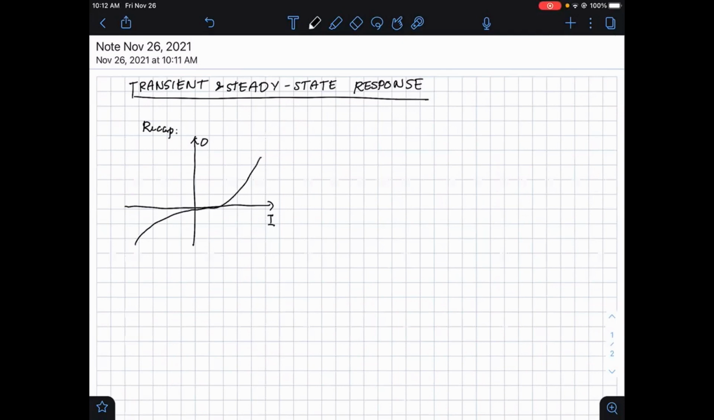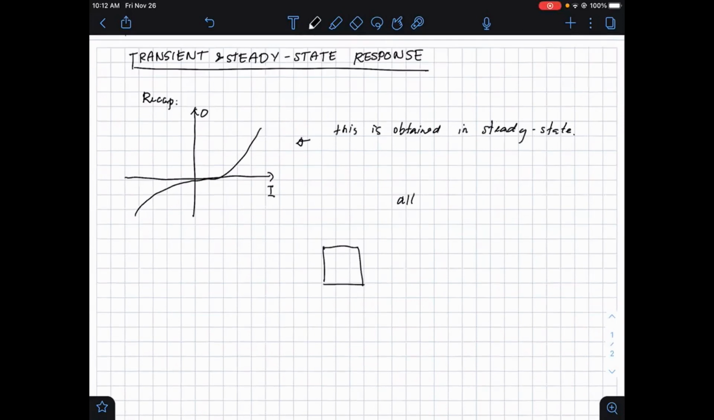This is steady state. All systems take time. Yeah. Okay. All systems take time to react.